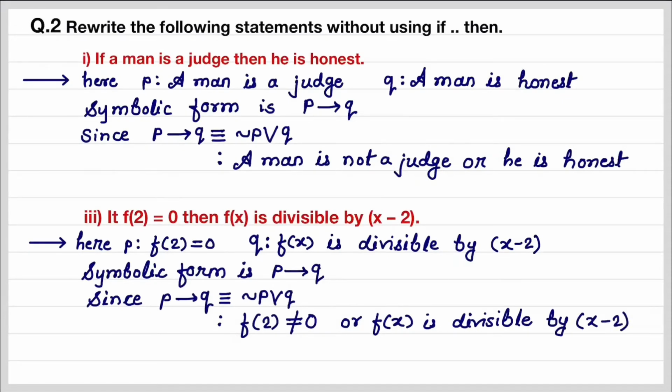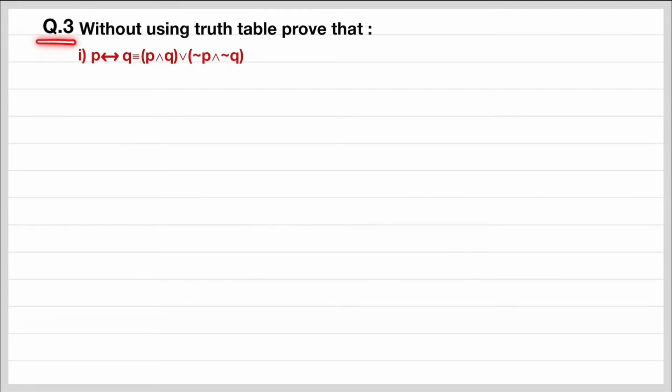Now question number 3. Without using a truth table, prove the following logical equivalence. Here we have to use algebra of statements. We will consider LHS and prove that it is equal to RHS. Here LHS is P double implies Q. We know P double implies Q is the conjunction of two implications, that is P implies Q and Q implies P. Here the reason is biconditional law.